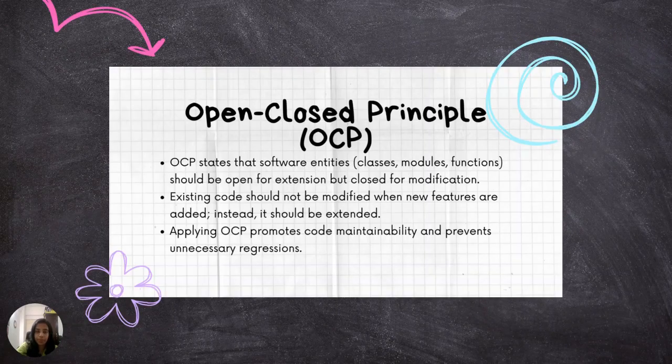The next principle which we are going to discuss is the Open-Closed Principle. So Open-Closed Principle states that software entities like classes, modules or functions should be open for extension, but they should be closed for modification. So it means that existing code should not be modified when new features are added. Instead, it should be extended. Applying this Open-Closed Principle promotes code maintainability and prevents unnecessary regressions.